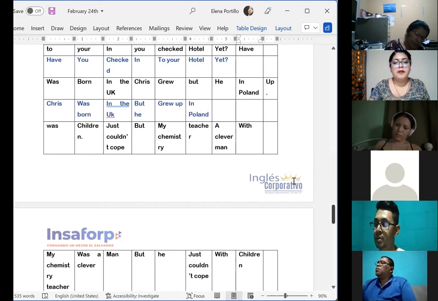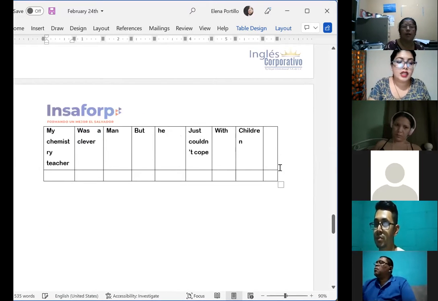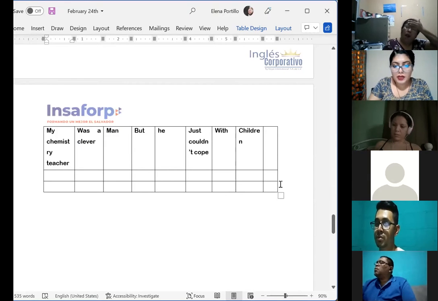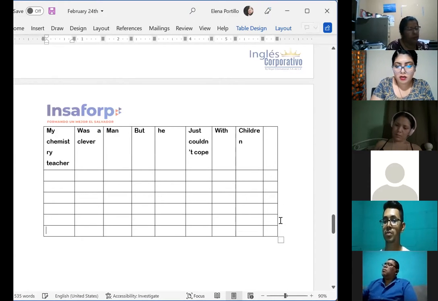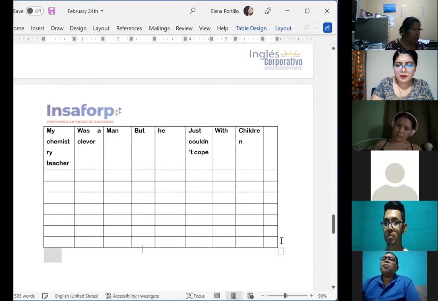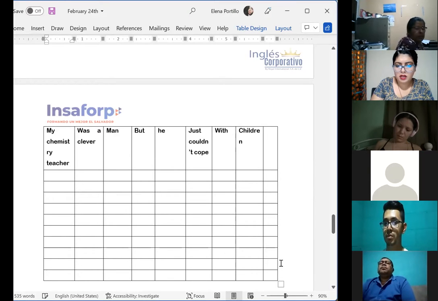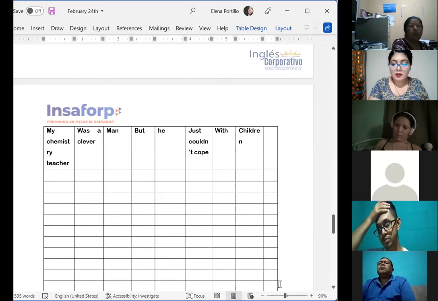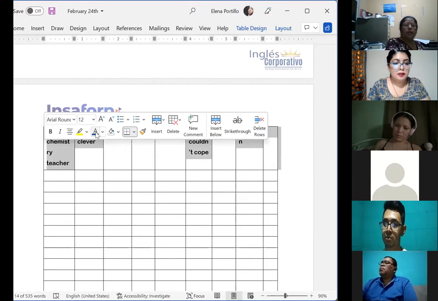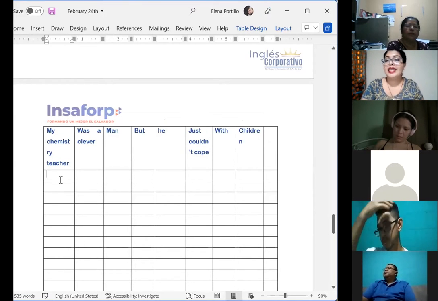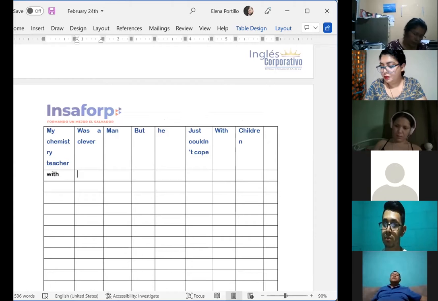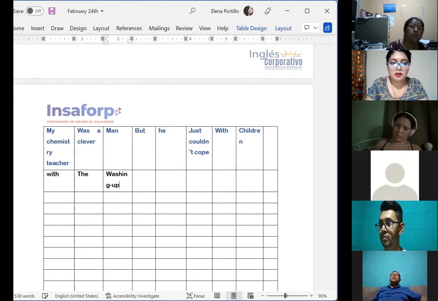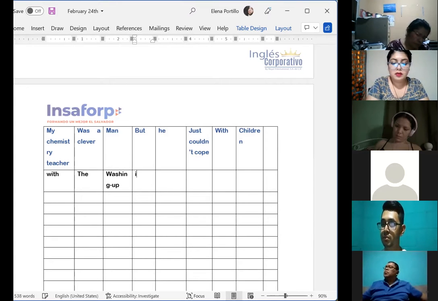Amazing. Then we have six more. I'm going to write the six left, and then we are going to do the same with the sentence. So let me see. I'm going to write it. 1, 2, 3, 4, and 6. Okay, we have the next sentence. Then we are going to find the phrasal verb. So we have washing.